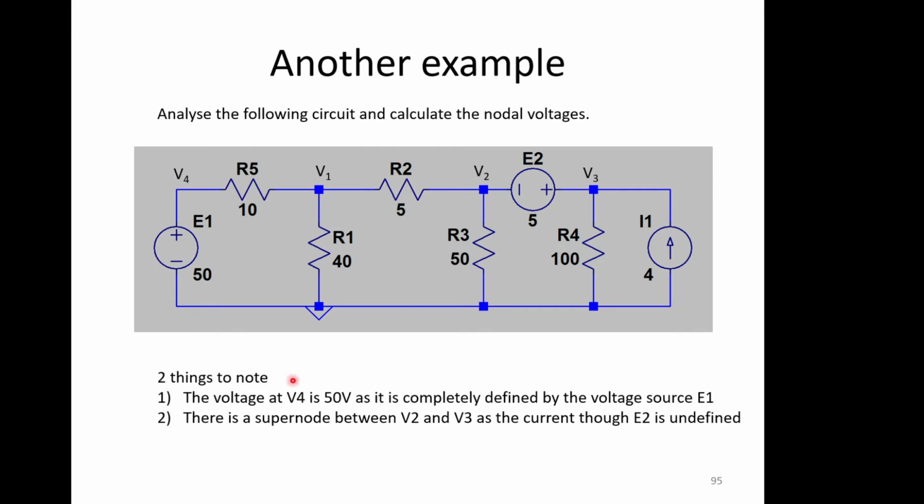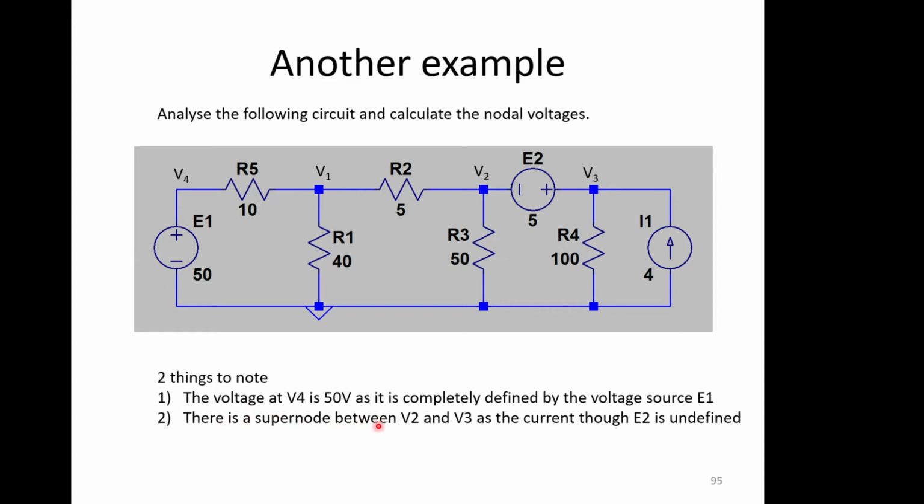So another example. Analyze the following circuit and calculate the nodal voltages. So two things to note. The voltage at V4 is 50 volts. It's the only thing connected to that node that's got a source on it. It's 50. It's completely defined by the voltage source E1. There's no way that this point V4 can be anything other than 50 volts because it's connected to an ideal 50 volt source.